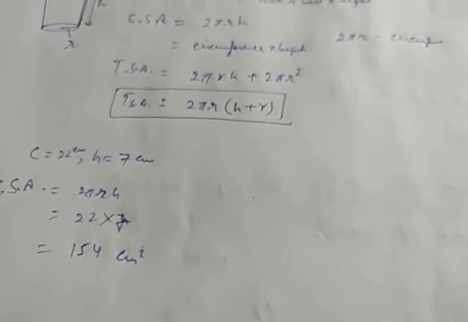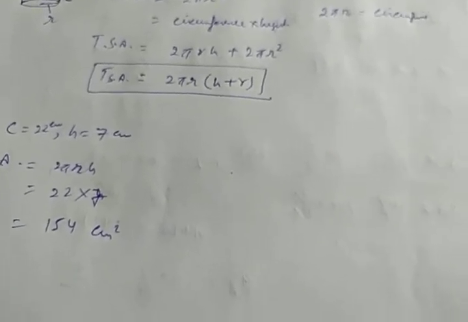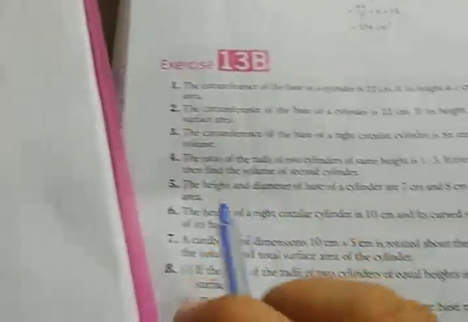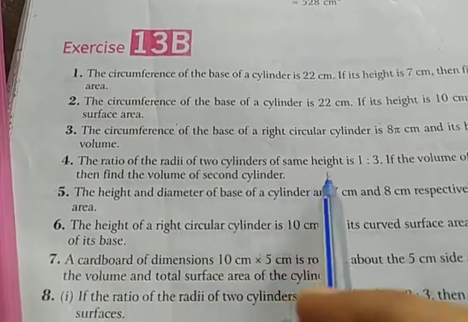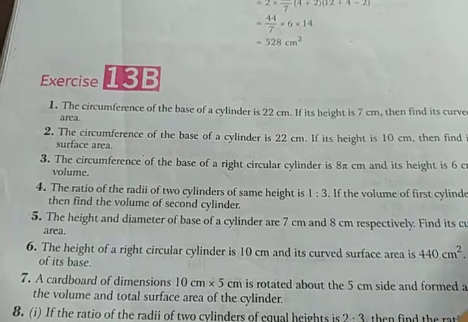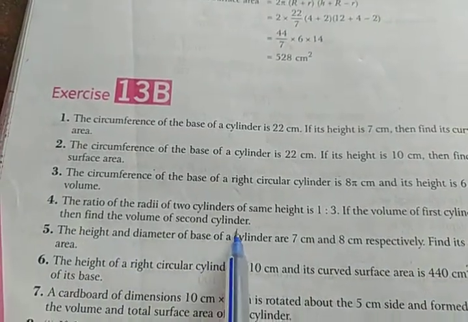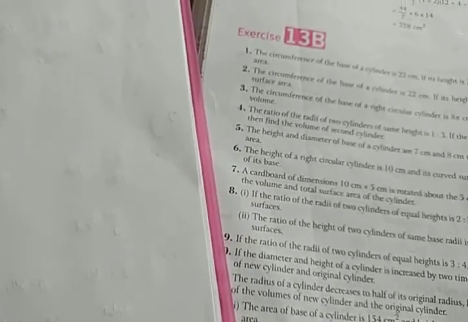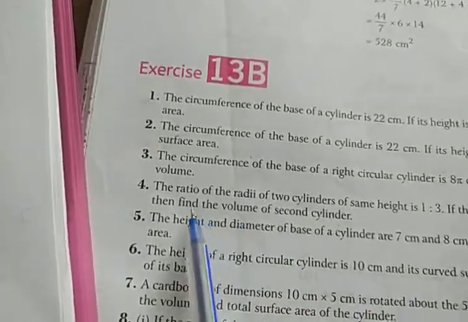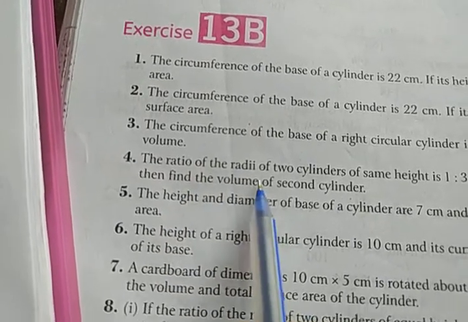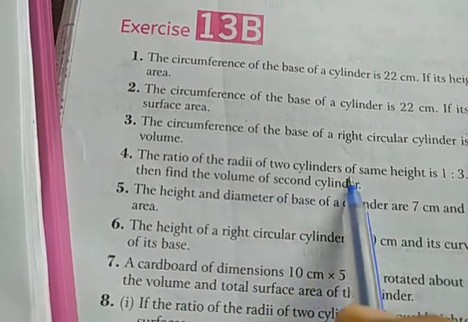In the same manner, question number 2, 3 will be solved. Let us discuss question number 4. Question number 4 is saying the ratio of the radii of two cylinders of same height has been given. If the volume of first cylinder is 50, then find the volume of the second cylinder. The ratio has been given in the radius. The ratio of radii of two cylinders of same height.